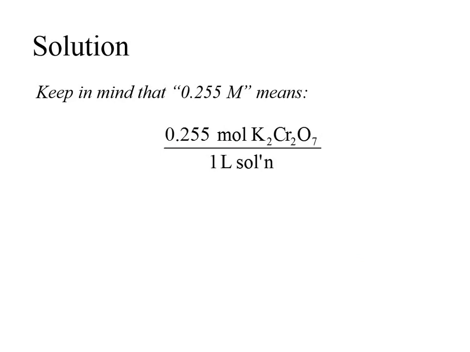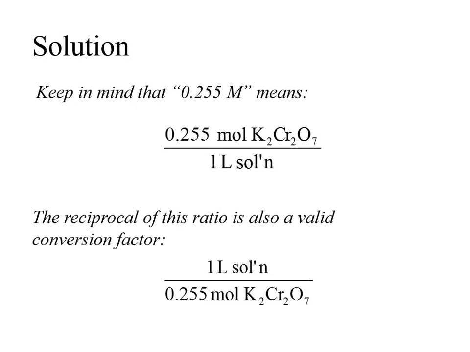So 0.255 molar means 0.255 moles of K2Cr2O7 per 1 liter of solution. Now, again, we're only dealing with one solute, K2Cr2O7. We don't have another species, so actually you could just do 0.255 moles per 1 liter. The inverse is also true about this solution. In 1 liter of solution, it would contain 0.255 moles of K2Cr2O7.